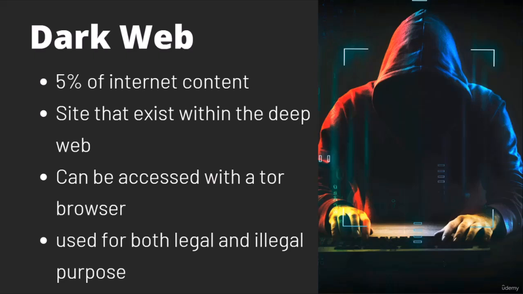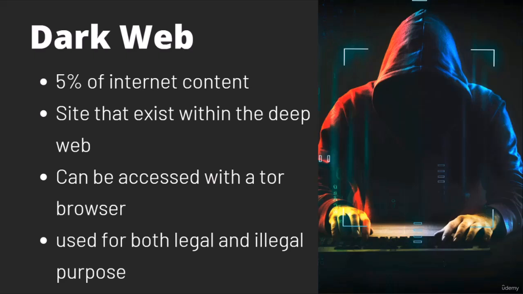If you don't want someone to track you, if you don't want someone to trace where you are using the internet, you will need this. This is your course. You need to know this part of the internet, which is the dark web. And this part of the internet contains 5% of the internet content.